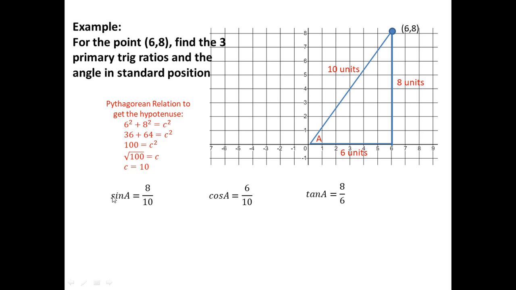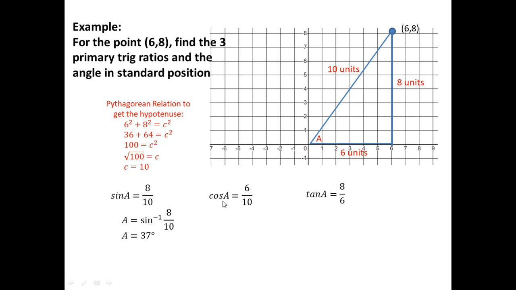So I am going to undo the sine, cosine, and tangent so that I can find what angle A is. I don't have to go through every single one, because I know that A is going to be the same in all of them. So let's undo sine. Inverse sine of 8 over 10 is equal to 37 degrees. So that means it's 37 degrees here.